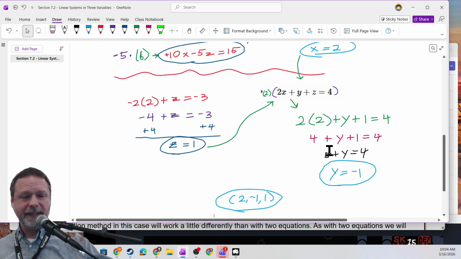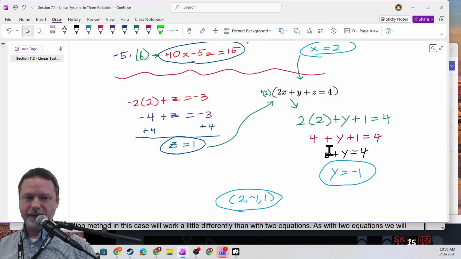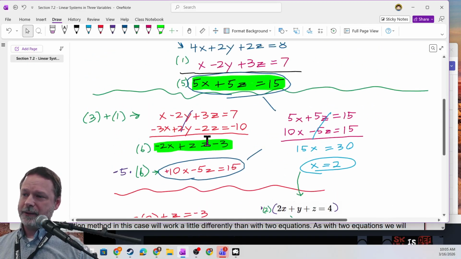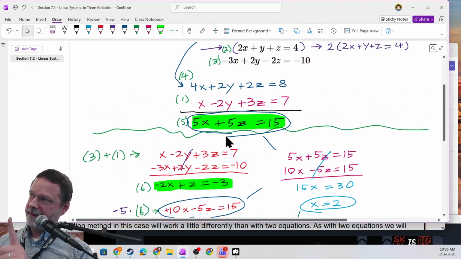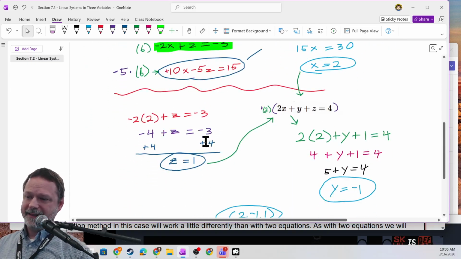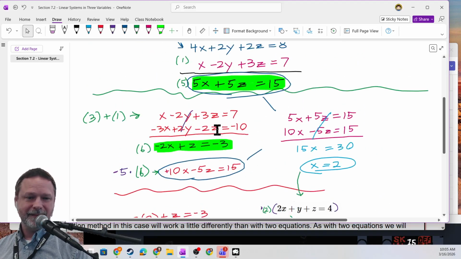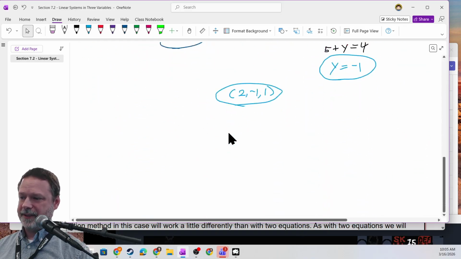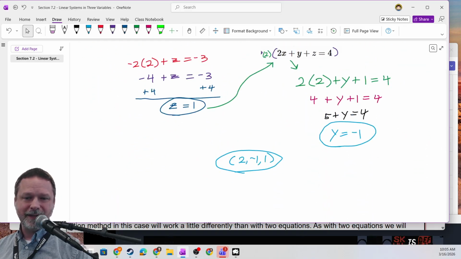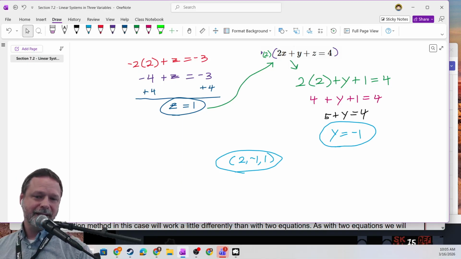That's how you do these. That's how you solve 3 equations with 3 unknowns. Get it down to 2 equations, 2 unknowns, and then find your 2 variables, plug them back in, get your 3 equations, 3 unknowns. Easy. Easy. So just like linear systems with 2 variables.